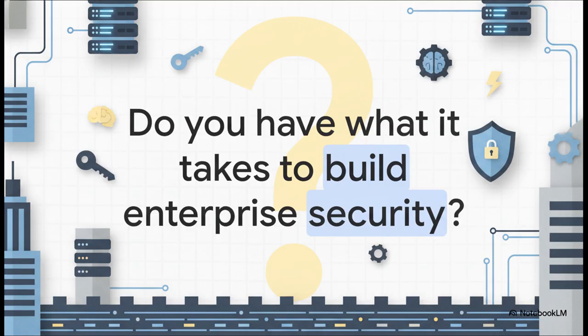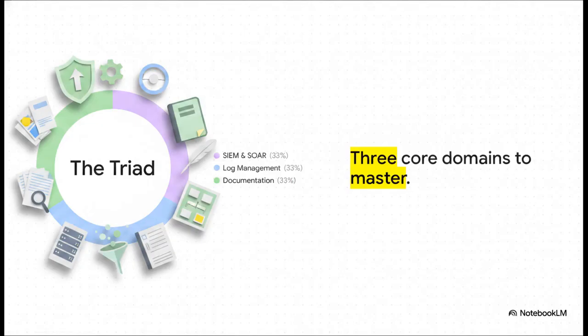So how do you actually meet that mandate? How do you prove to everyone that you've got what it takes? Well, to succeed, you've got to master what we call the Architect's Triad. It's basically a three-part puzzle. This consists of three equally critical pillars: SIEM and SOAR, log management, and documentation. You can't just be a technical wizard in one of these areas and completely ignore the rest, right? These are the foundational domains you absolutely must master to really demonstrate your capability as a security architect. So we're going to unpack every single one of these pillars today to understand exactly what is required of you.